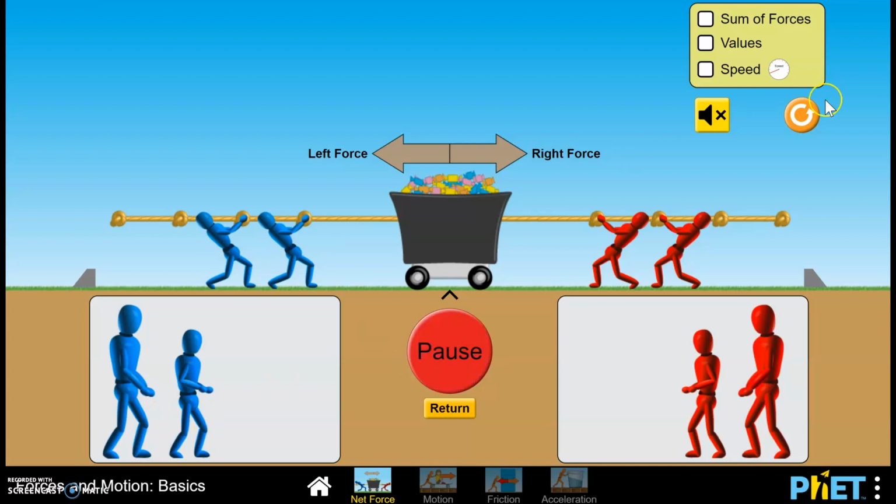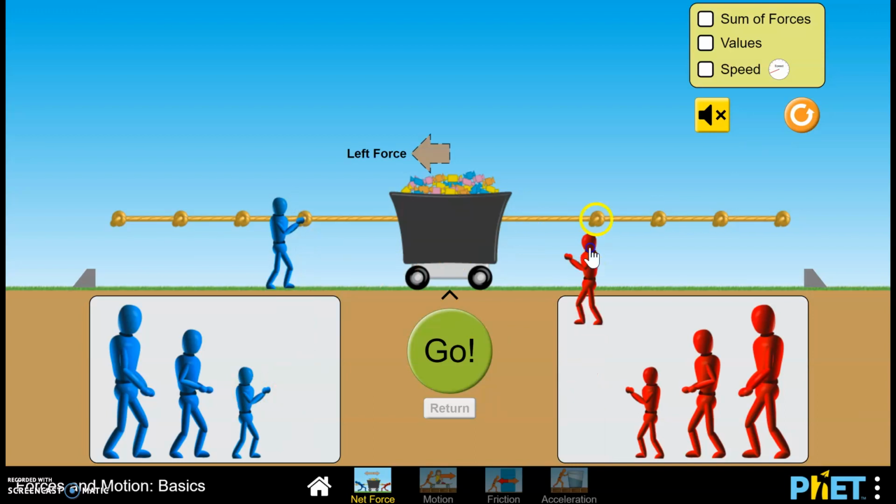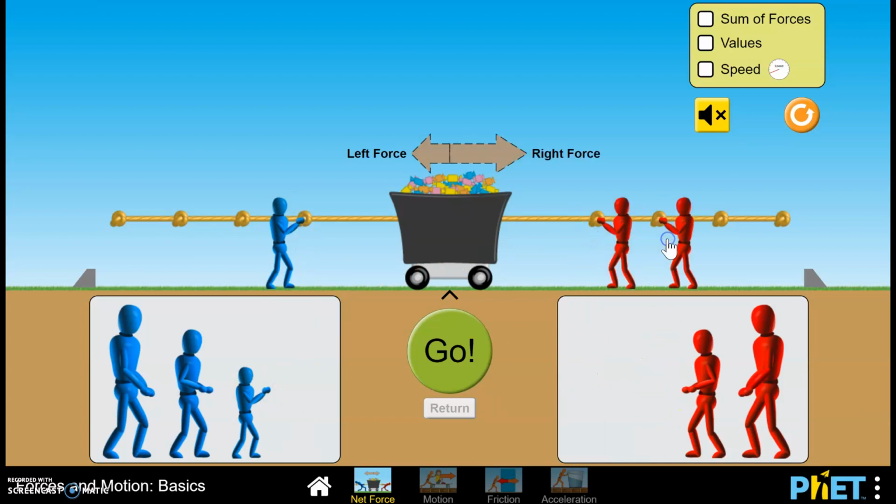All right, so we're going to reset this, and now I want to know what combination of guys we would use in order to have an unbalanced force on this candy cart. Go ahead, pause the video, and you can share your answers with Miss Campbell. All right, so I'm just going to pick any combination of guys here to have an unbalanced force.